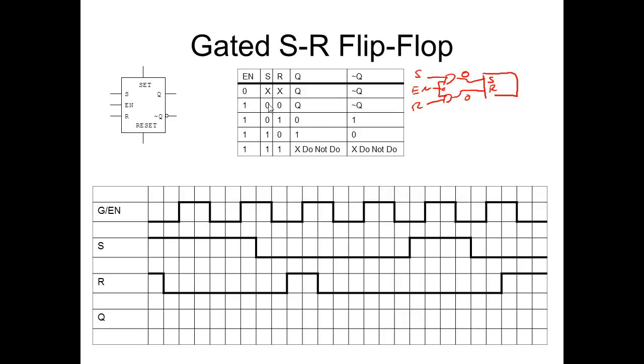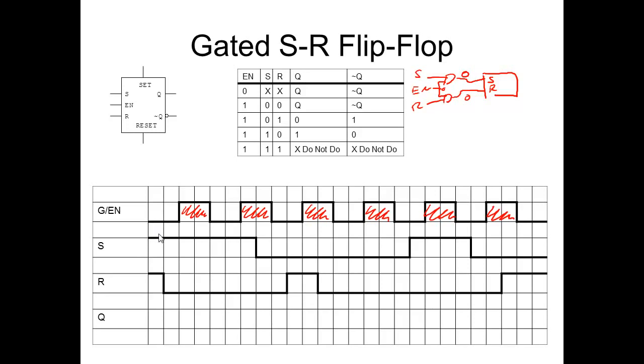When it's high, when it's enabled, we follow just like the regular SR. We've got a low and low, which is just a hold. A 0 and 1, high on reset, is a reset. High on set is a set. High on both of them is a do not do. So really we're only going to look for the areas where the enable line is high. So we basically are going to look at it from here to there, there to there, there to there, there to there, and there to there. So we don't care what's going on between. From there to there, we're just going to hold.